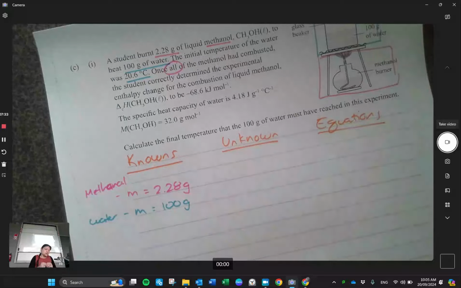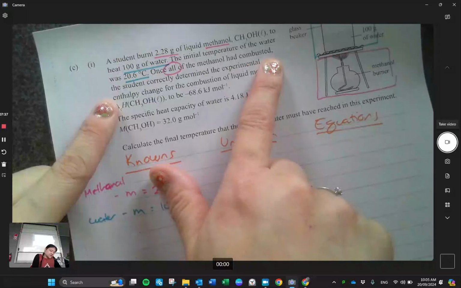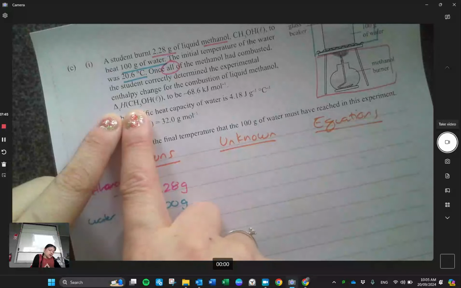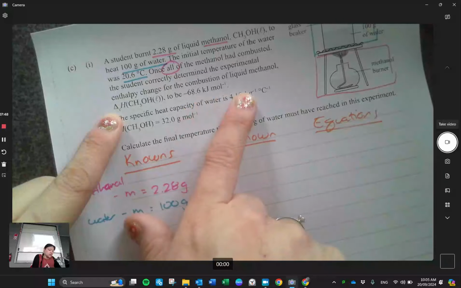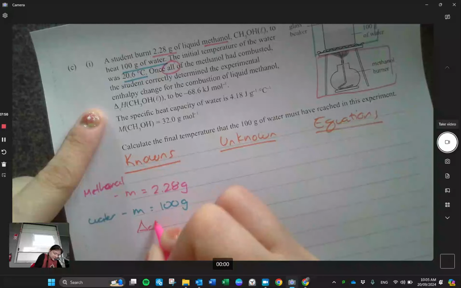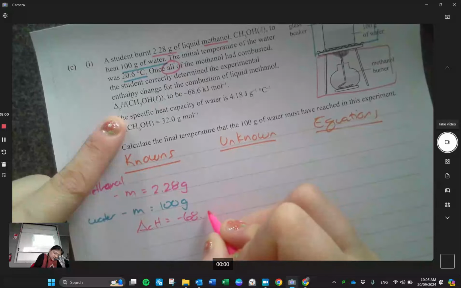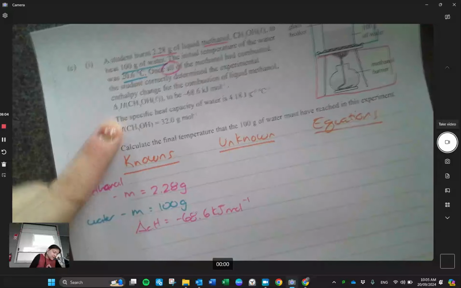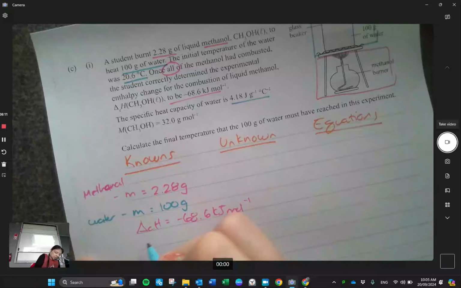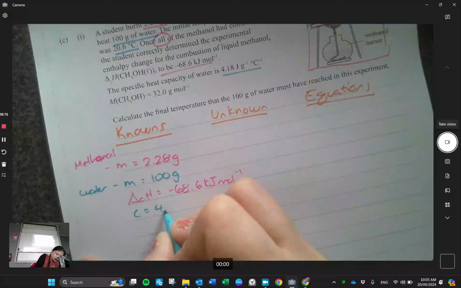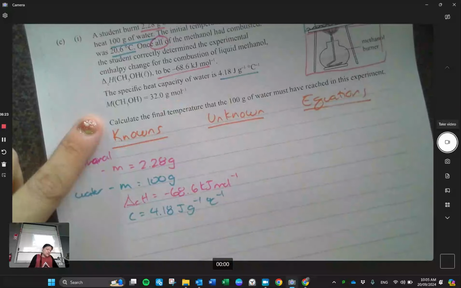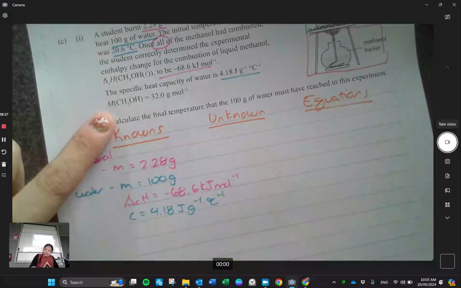So let's see what it says about what we're looking for. All of the methanol has been combusted. The student correctly determined the experimental enthalpy change for the combustion of the liquid methanol, and the combustion of the methanol is negative 86.2 kilojoules per mole. So what that tells me is how much energy is going to be released. So that is my delta CH, and that's negative 68.6 kilojoules per 1 mole. That information there. The specific heat capacity of water is 4.81. This is a constant. So I would go C is equal to 4.18 joules per gram per degrees Celsius. And then it's also giving me the molecular mass of the methanol.